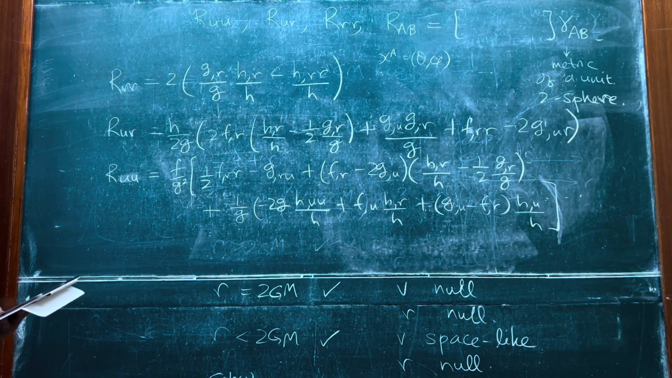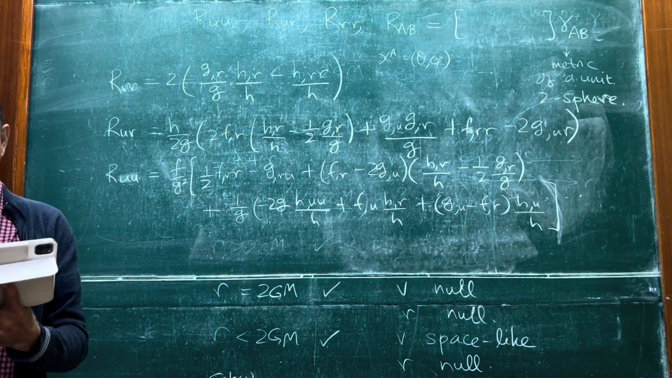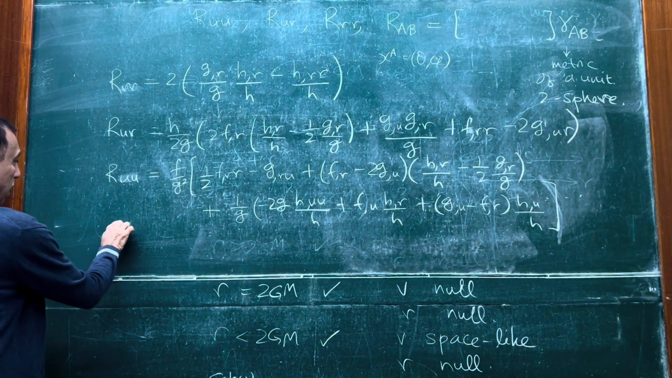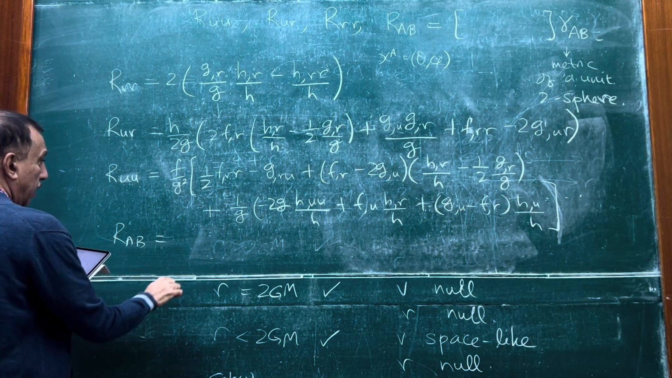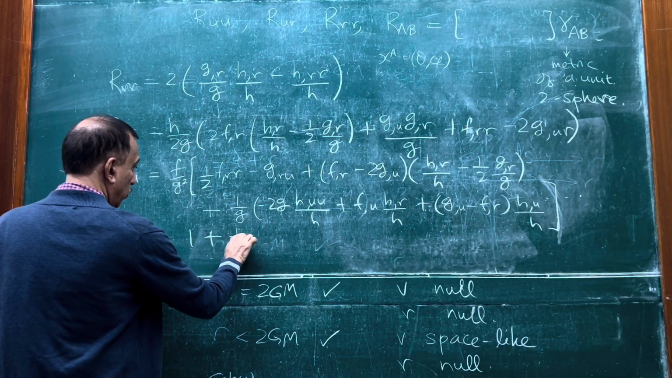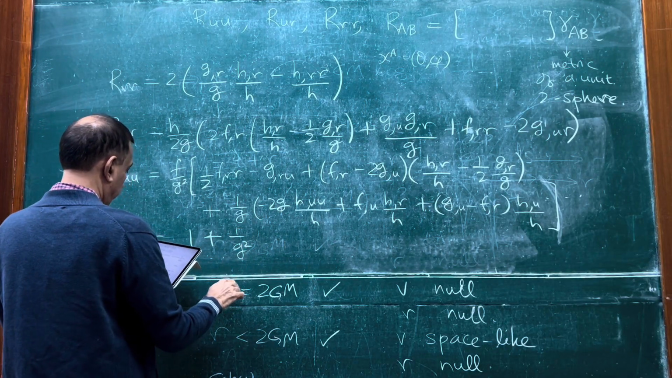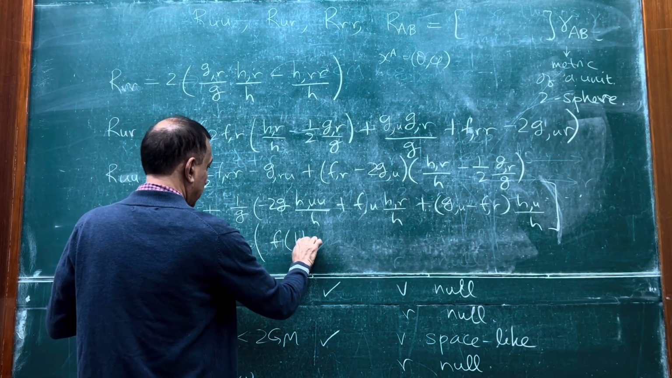And finally, there's R_AB. Let me bring in R_AB when I need it. No, I need it actually very fast. R_AB has an interesting feature. It has a constant term 1 plus 1 by G squared F times H_RR.